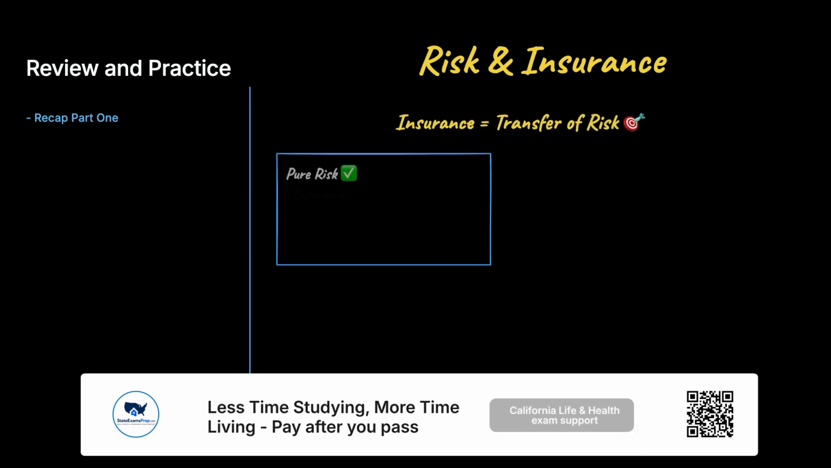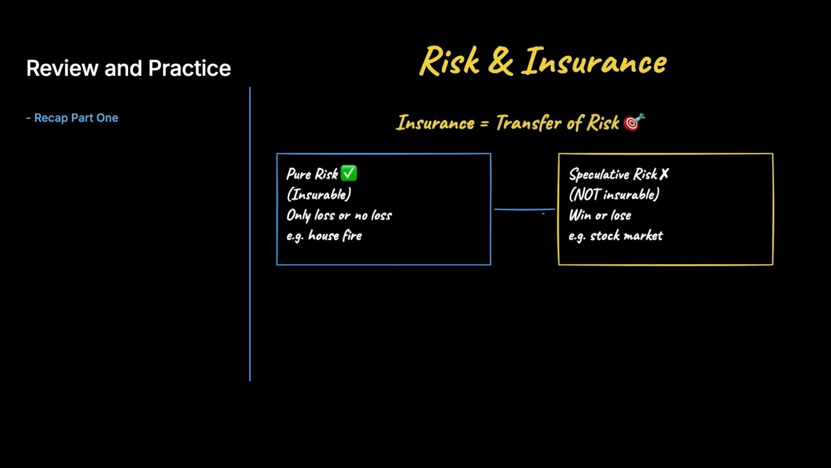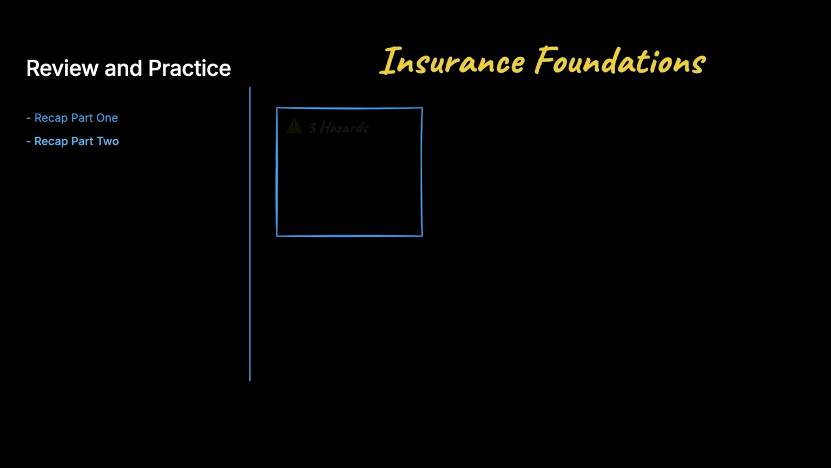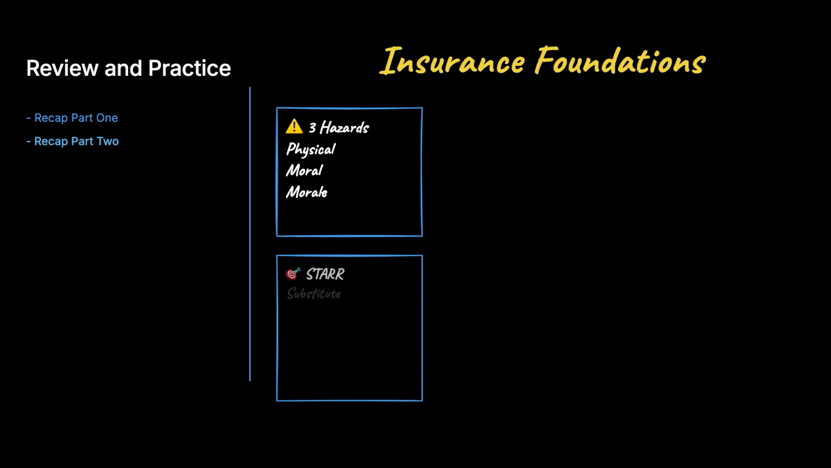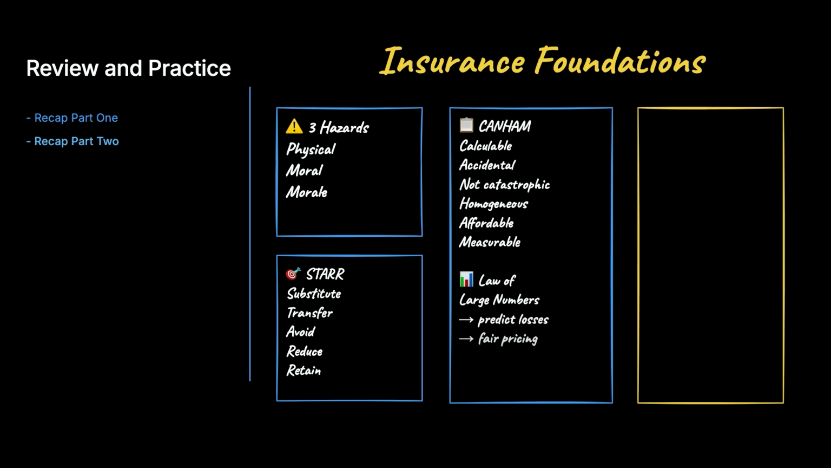Let's bring it all together. You now know that insurance is a contract that transfers the risk of loss to an insurer, and that risk itself means uncertainty. You can separate pure risk, which is insurable, from speculative risk, which is not. You can tell a peril, the cause of a loss, from a hazard, which only increases the chance of one.